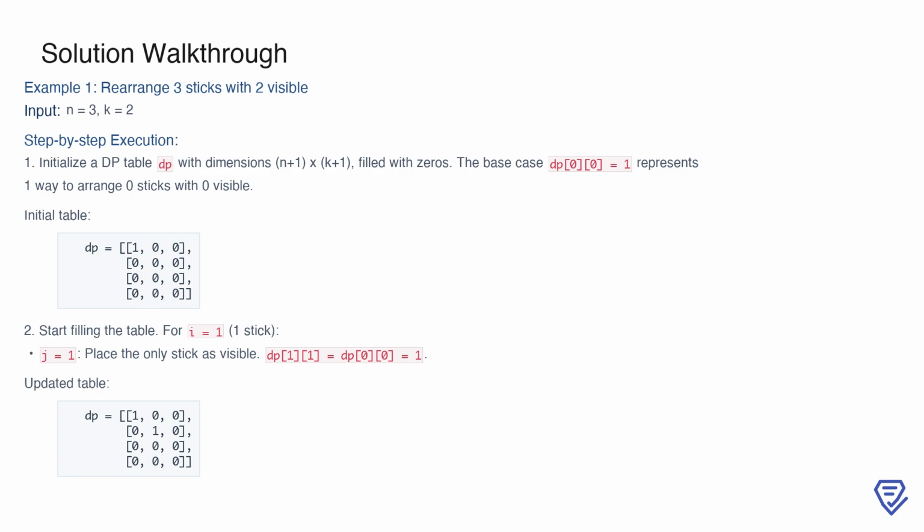For the first step, we consider i equals 1 stick. If we want one stick to be visible, we can place the only stick in the visible position. So, dp[1][1] is updated to 1, as it depends on dp[0][0]. This gives the updated table where dp[1][1] equals 1 and the rest remain 0.